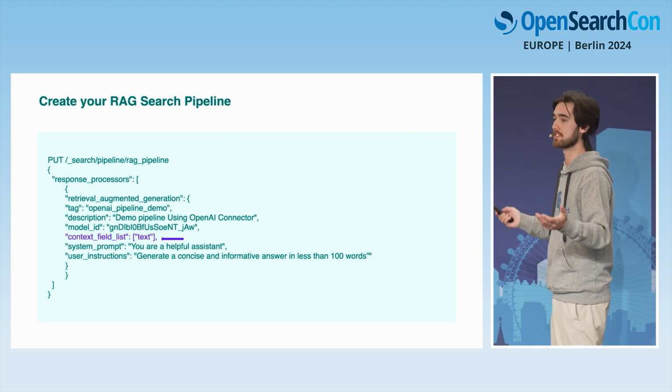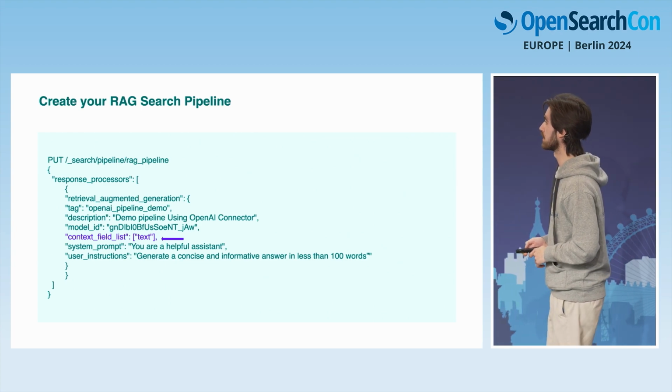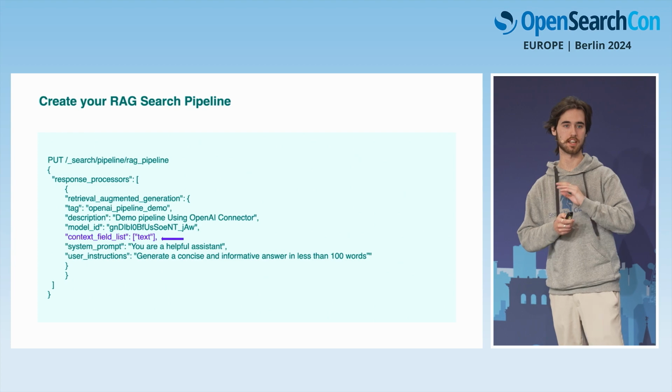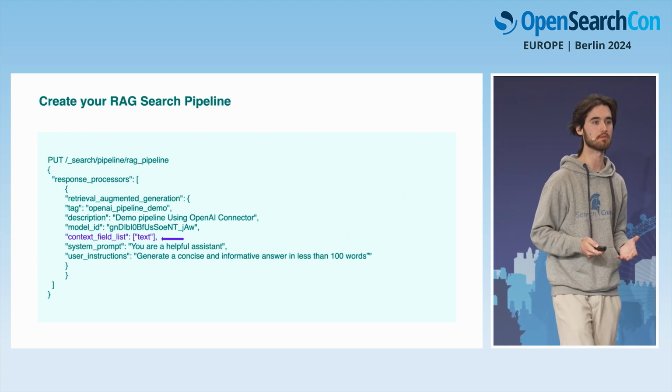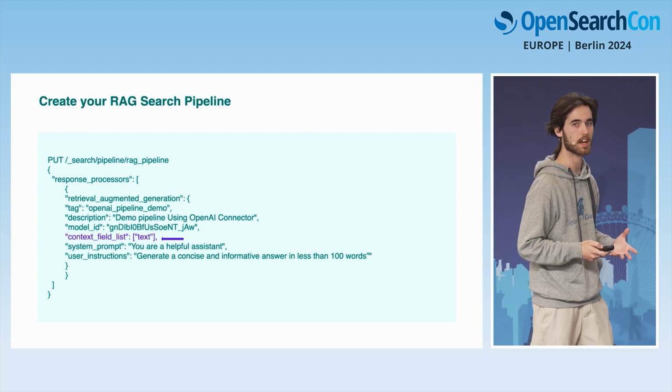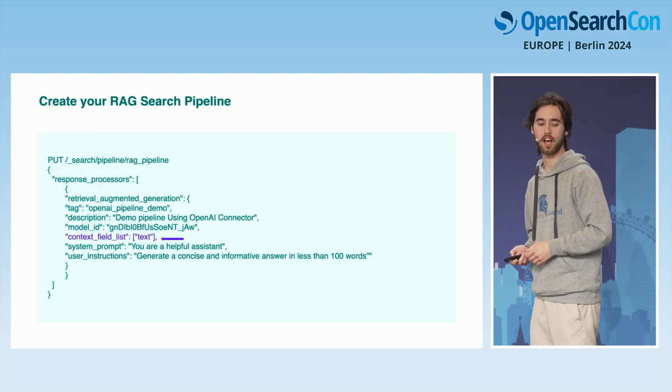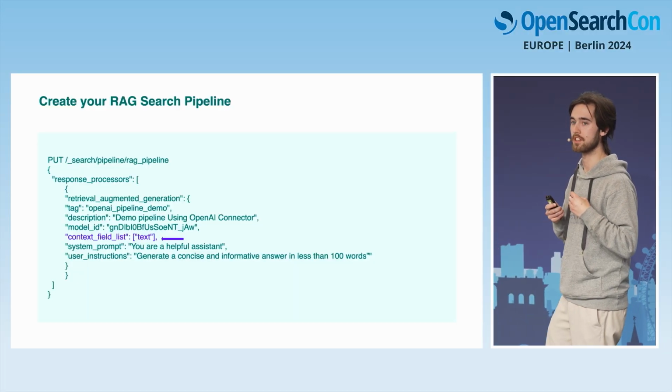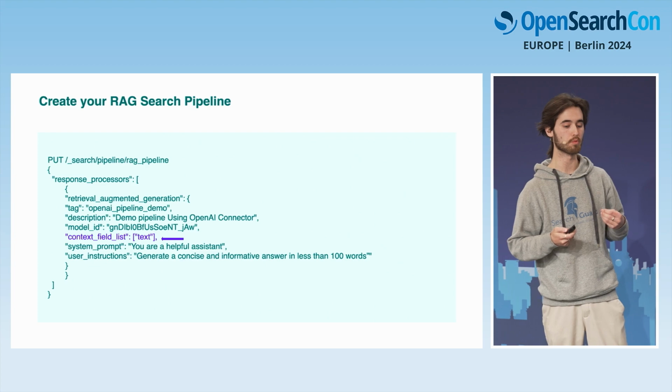So for the sake of this example, we went very simple. We just provided one property, text, that contains text. And any document that you then pass into this search will find the text property, take the content from that property, and supply it to the prompt for inference. System prompt, once again, you're helpful. User instructions, you want your answers to be informative and concise and less than 100 words.